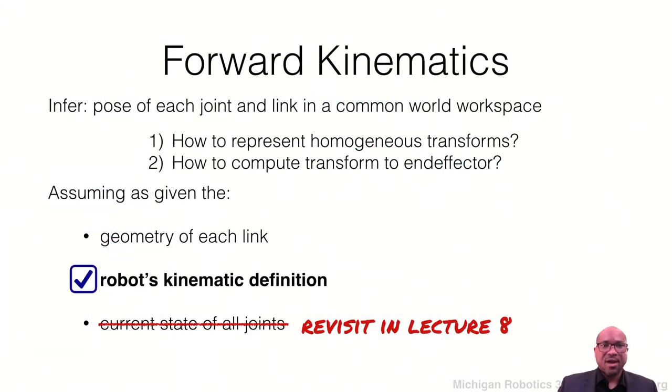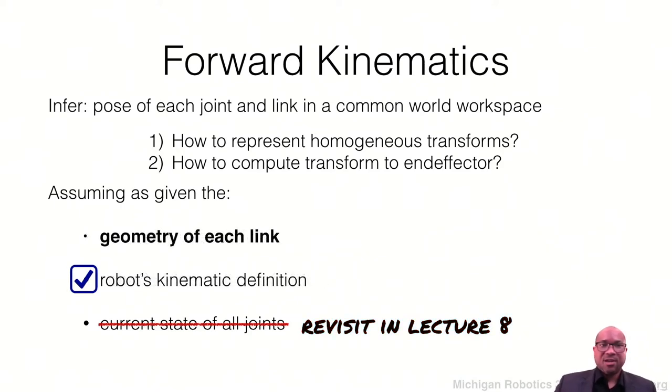And so, if we're looking at our forward kinematics checklist right now, we've got the robot's kinematic definition, and so we're working with that. We can now move on to thinking about how we express the geometry of each link.